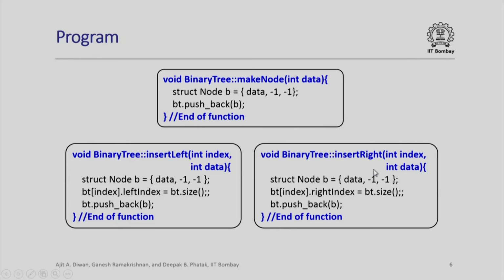Exactly similarly, if I have to insert at the right, I still have that node B as this, but now I set right index of the BT index as BT dot size, and I simply say BT dot pushback. So, this node gets pushed as the right child of the parent.